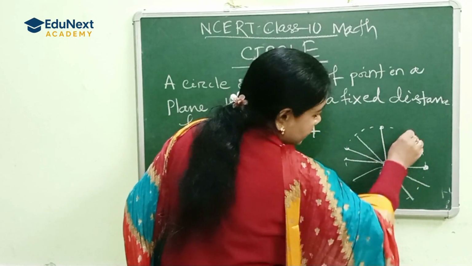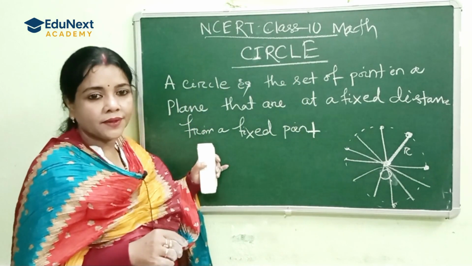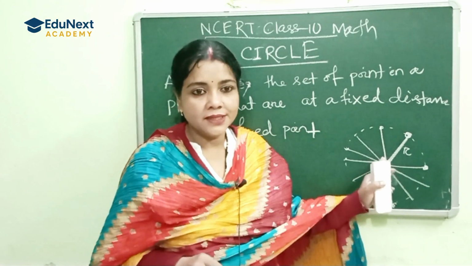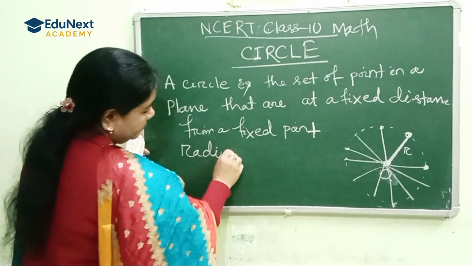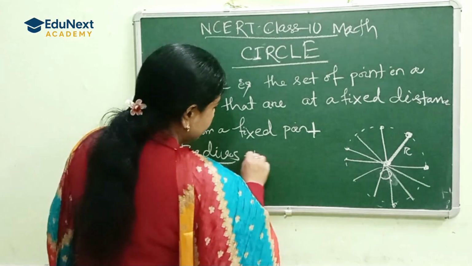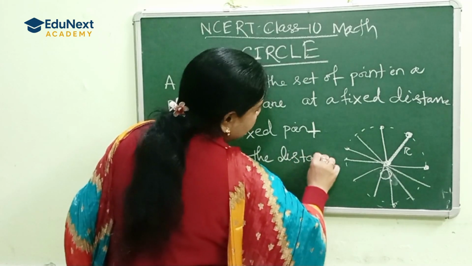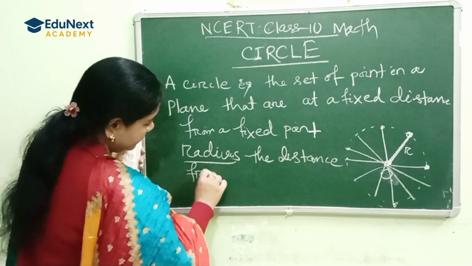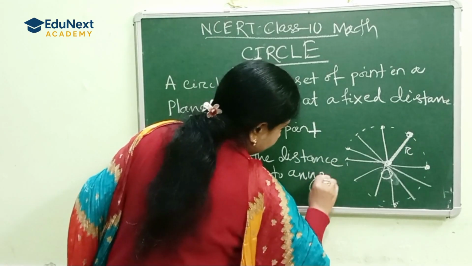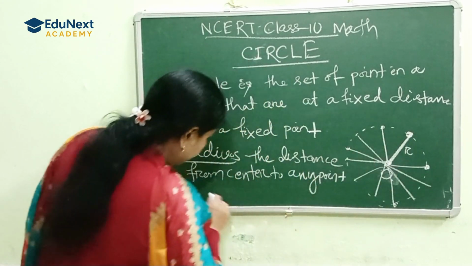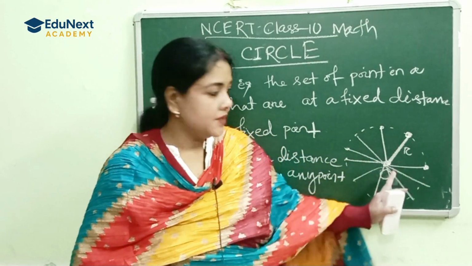And this distance from the center to any point is known as radius. So radius is the distance from the center to any point on the circle. Now this is radius r.